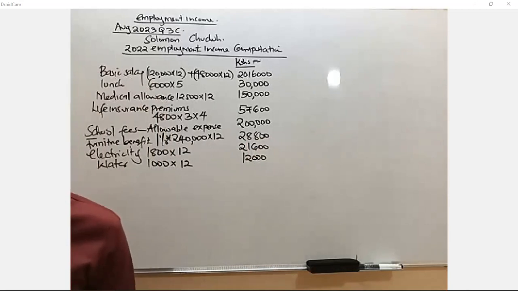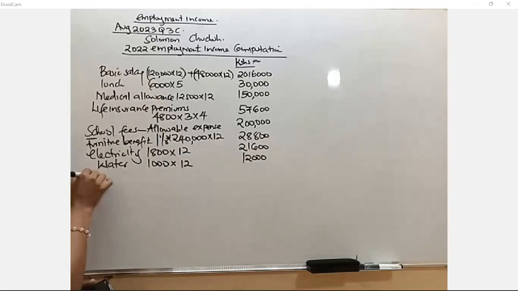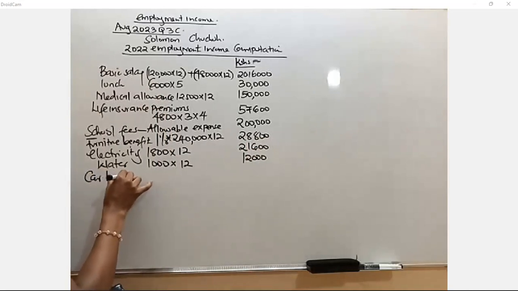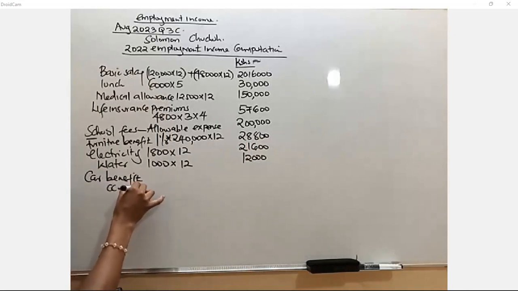One, we have been told about a Land Cruiser. So how much is the Land Cruiser here? When you are having a car benefit, we normally look at the CC rating. So how much is the CC rating? In this case, we are being told the CC rating is 3,000. The car was given on 1st October, so you can prorate in this manner.